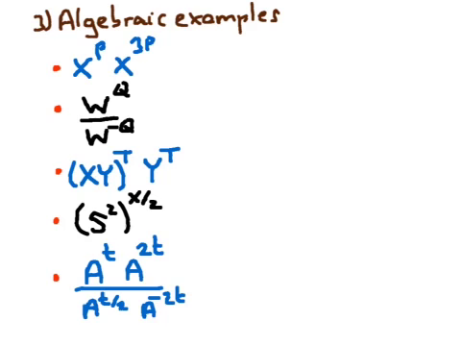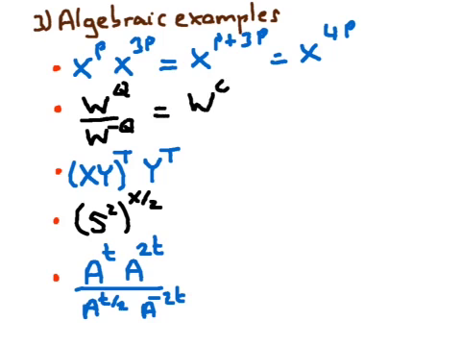So, welcome back. The first example, x to the p multiplied by x to the 3p, is x to the p plus 3p, so it is x to the 4p. The second example is w to the q, and then because we are dividing we have to subtract the power. So this is w to the minus q, so brackets minus q. So this is w to the q plus q, so this is w to the power of 2q.